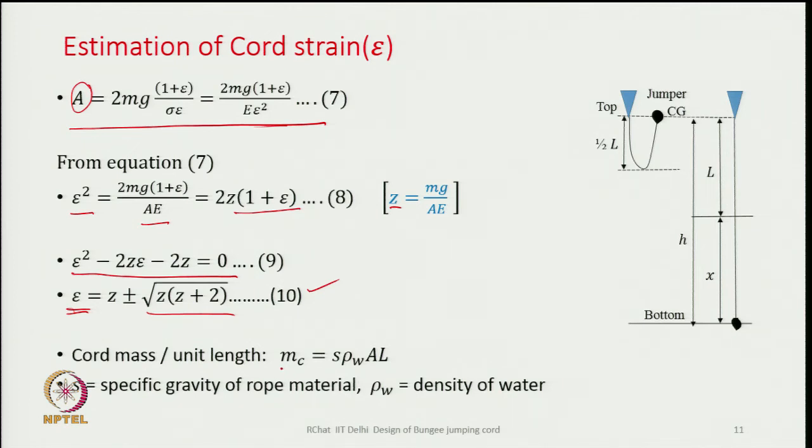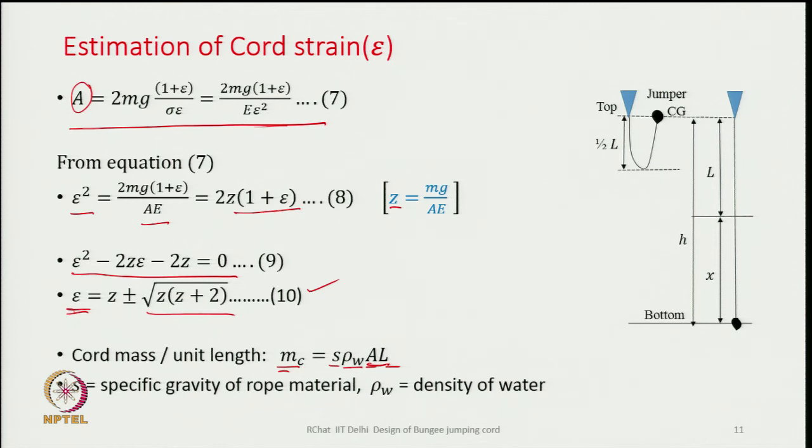Cord mass per unit length, if we want to find out, it is S into rho W into A into L. The idea is that if it is a circular cord, if we want to find out the weight, we need to know the volume multiplied by density. So, A into L is the volume, S is the specific gravity, and this is the density of water, and hence this becomes the weight per unit length of the cord. So, the strain is this equation number 10.